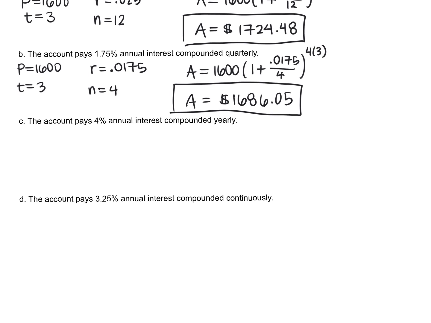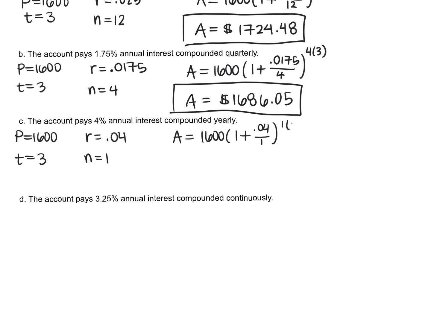Third example says the account pays 4% annual interest compounded yearly. So P is still 1,600, T is 3, R is now 0.04, and N is 1. So we'll have A equals 1,600, 1 plus 0.04 over 1, and then our exponent 1 times 3. So we'll have A equals $1,799.78.